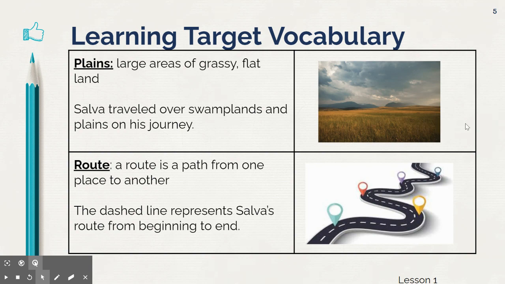The next word is route, or route, some people say. A route is a path from one place to another. And so we have a road here as someone is going down. The dashed line represents Salva's route from beginning to end.